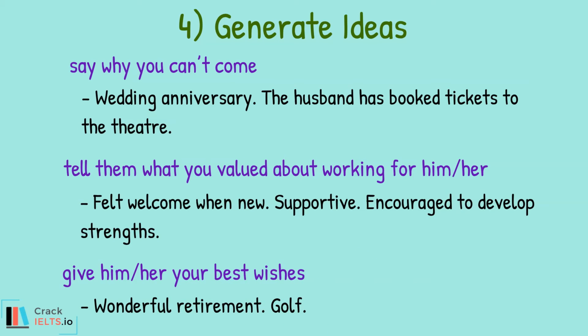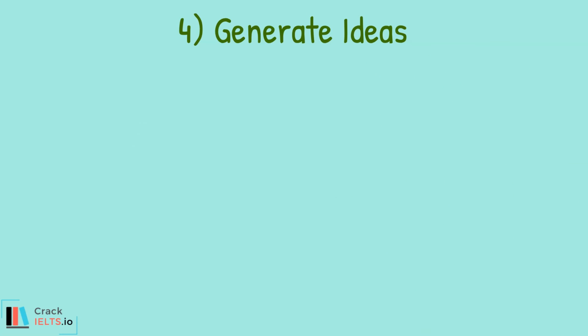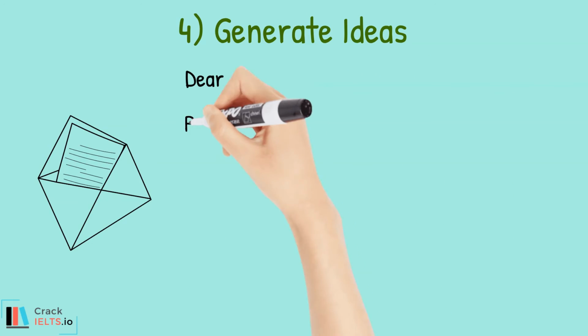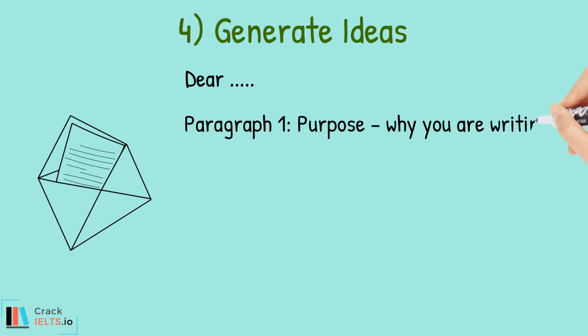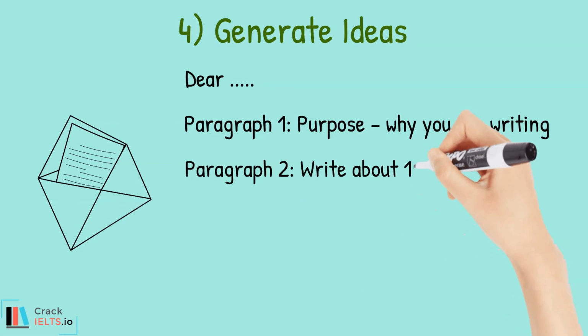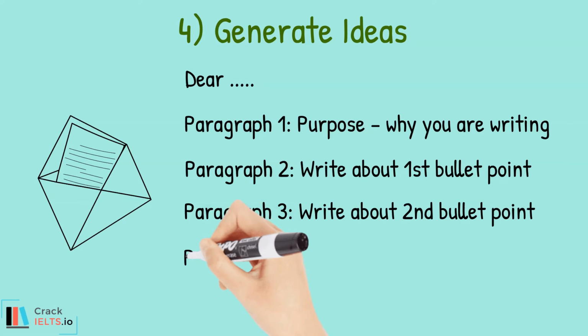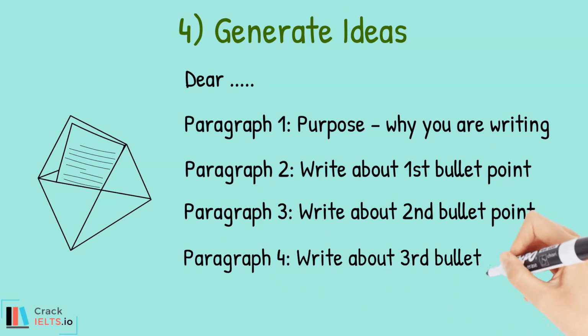We'll now add all this detail to the letter structure. When you practice, do this as you work through the planning process. Here's a reminder of the letter structure. The letter starts with Dear with the name of the person you are writing to. Paragraph 1, purpose, why you are writing the letter. Paragraph 2, write about the first bullet point. Paragraph 3, write about the second bullet point. Paragraph 4, write about the third bullet point. And finally, the sign off.